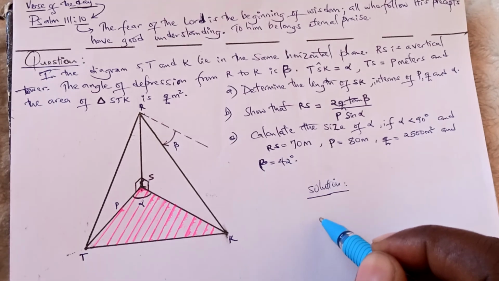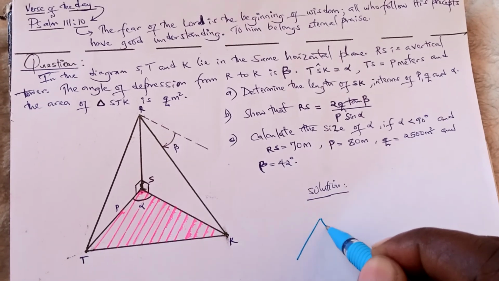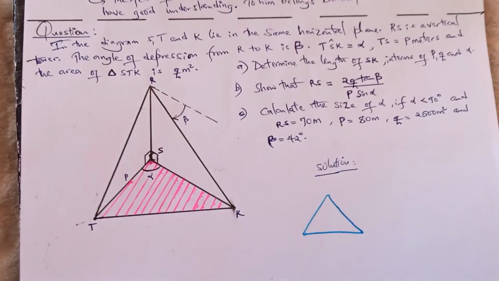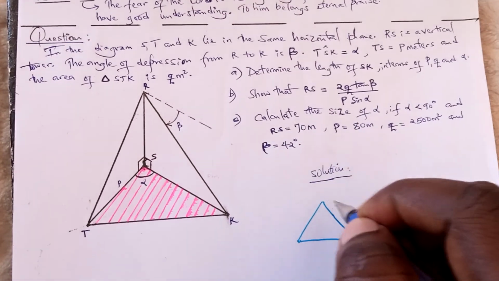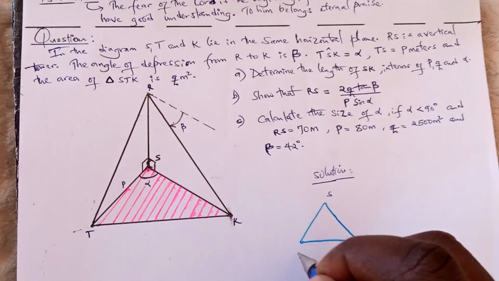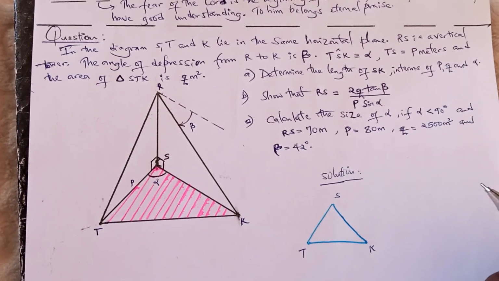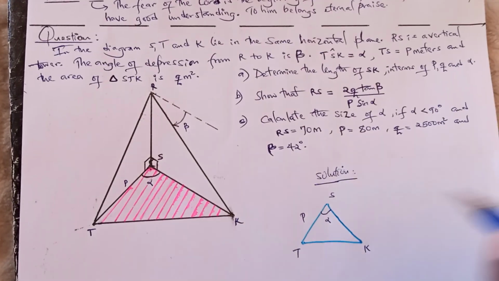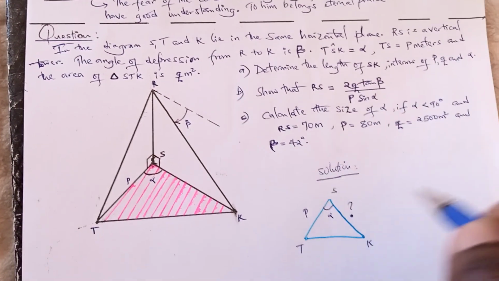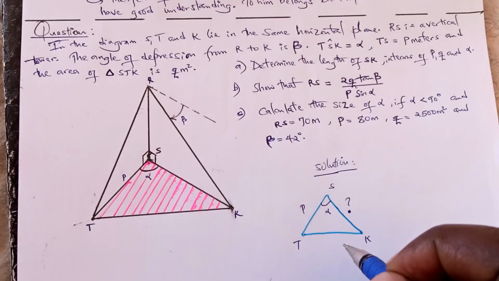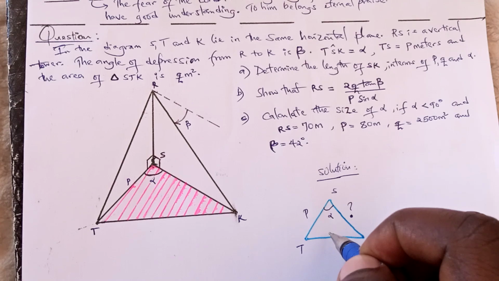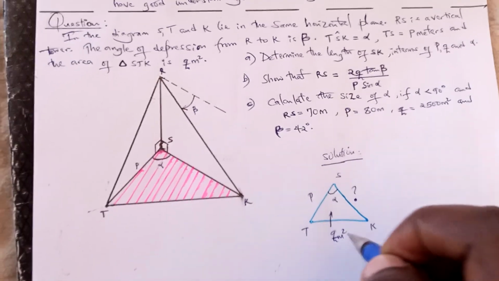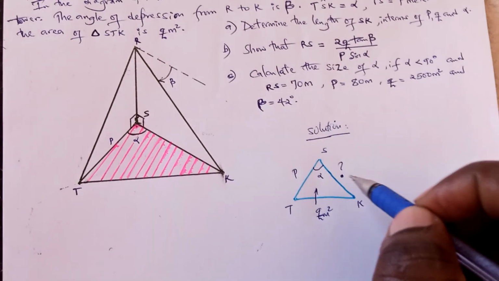So we have this triangle STK, which I shaded. These are P meters. This is the angle alpha. This is the length in question, and we have this area as Q square meters. So this is what we want.